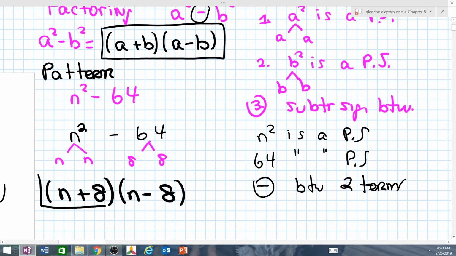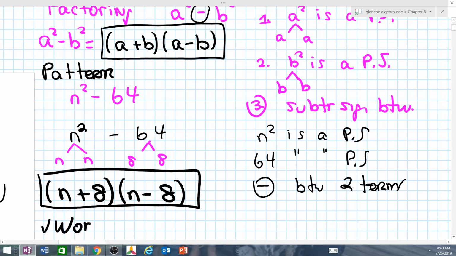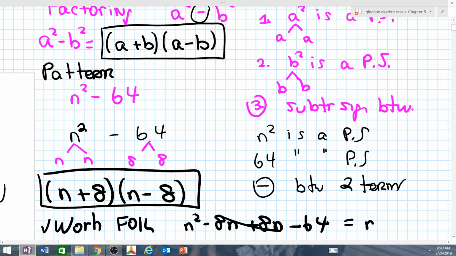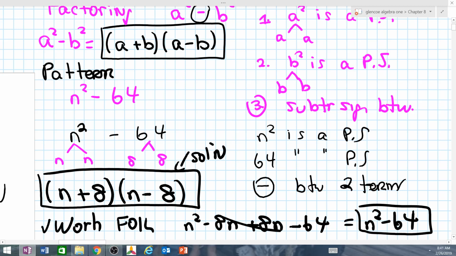If you were to FOIL that real quickly, you would get n squared minus 8n plus 8n. Again, that middle term cancels out, minus 64. One more time, if you were to check your work by FOIL, you're going to get n squared minus 8n plus 8n minus 64, or n squared minus 64. Okay, that's how you check your work. Right here, n plus 8, n minus 8 is your solution.